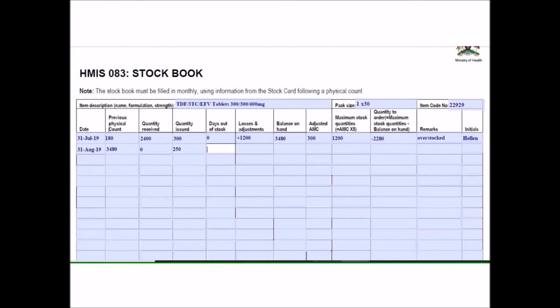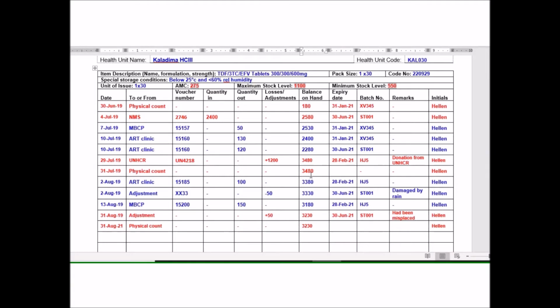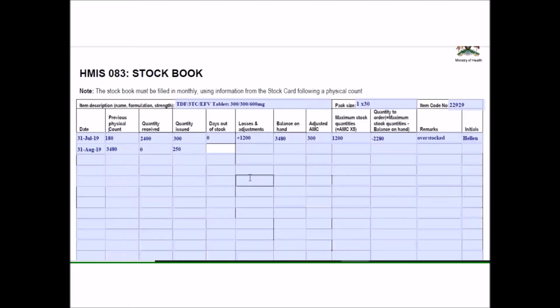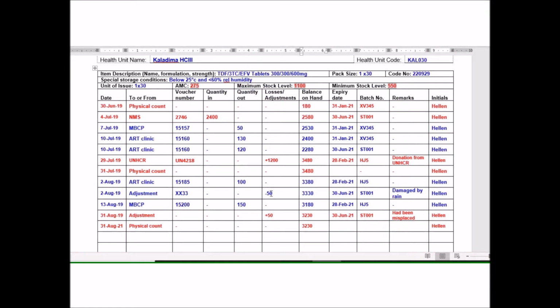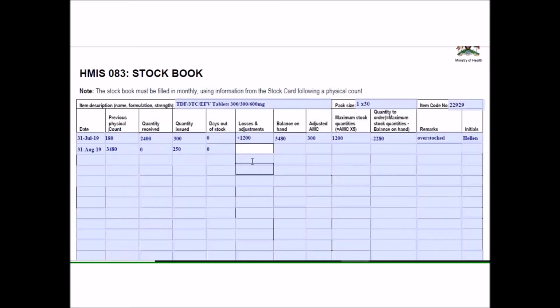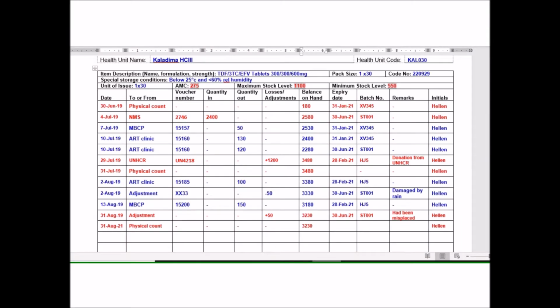How many days were we stocked out in August? We go to the balance column. There's no time when we had the 0 stock. So days out of stock was 0. And net adjustment in August, we had an adjustment of negative 50 and plus 50. These two cancel each other, and we have a net adjustment of 0. And then what was our physical count in August? 3,230.